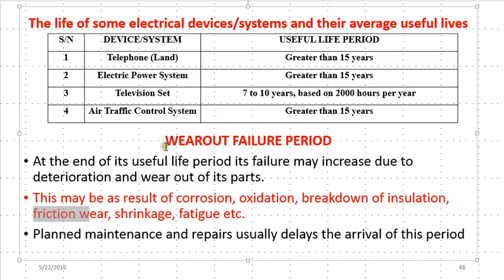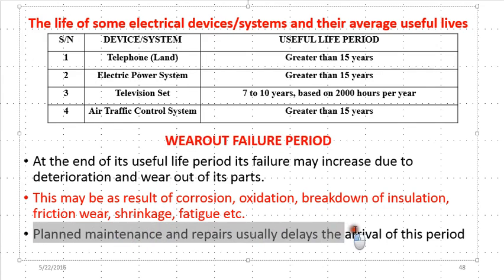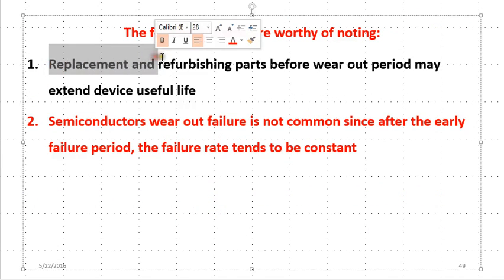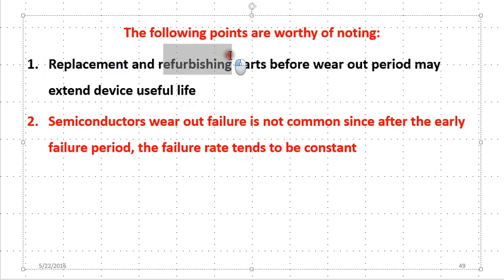So if we want to reduce the rate of this wear out failure, all we need to do is what we call planned maintenance. That is, before the machine stops working, we stop it ourselves, we replace some part of it and refurbish it so that it will continue to work. So replacement of parts of this machine, refurbishing them, making them as new, will elongate the period before the wear out time arrives.